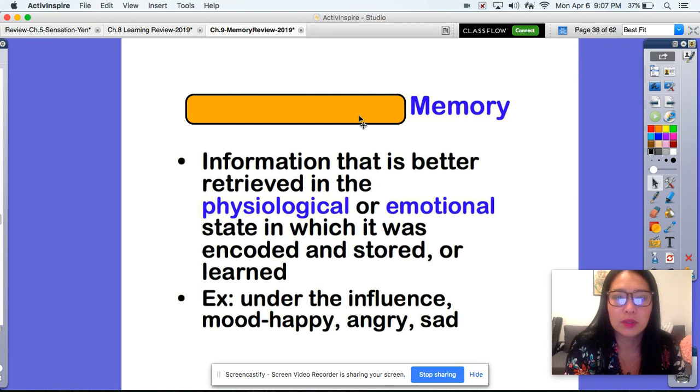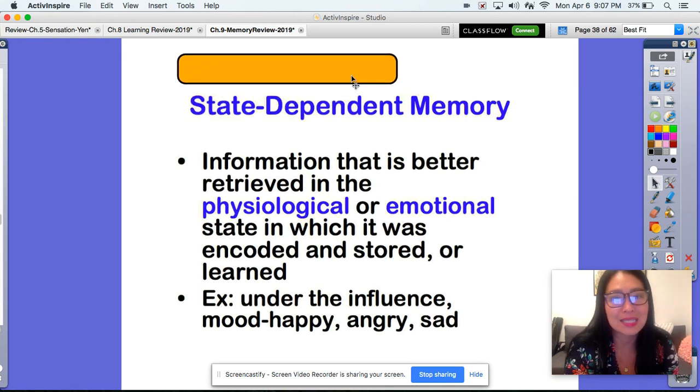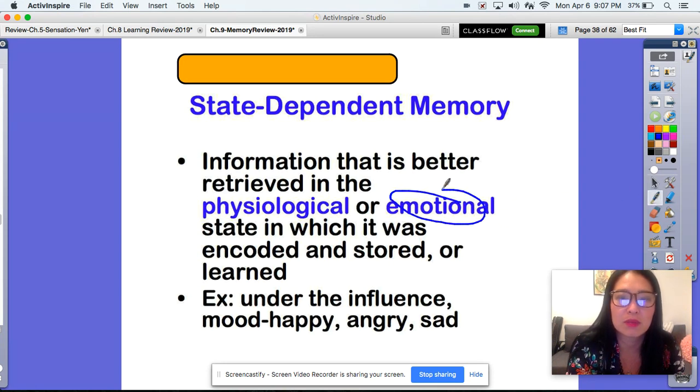Okay, this one is state-dependent memory. State-dependent and then the next slide, which is mood congruent, often get confused. State-dependent memory basically means that you are more able to retrieve information in the same emotional and psychological state that you were in when it first happened.